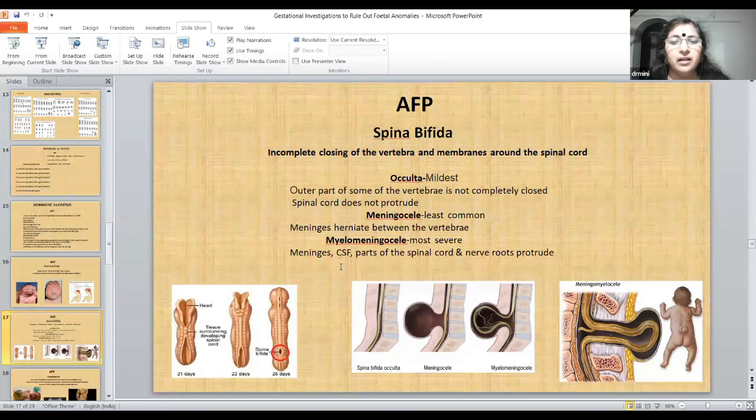That is the most severe. The meninges, the cerebrospinal fluid, and parts of the spinal cord and nerve roots will protrude through this gap. This is a type of hernia, and these are the three stages of spina bifida, and this one is the severest one. If the baby is born with this myelomeningocele, it will show this appearance. Can you see this picture?